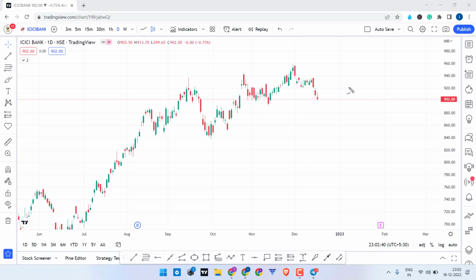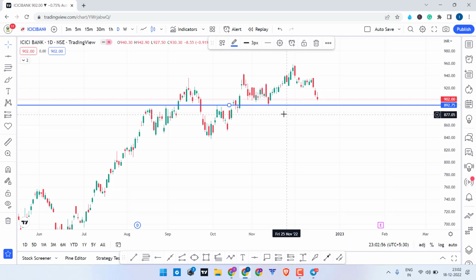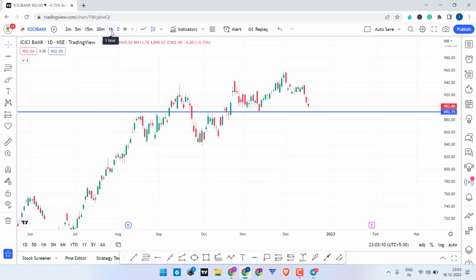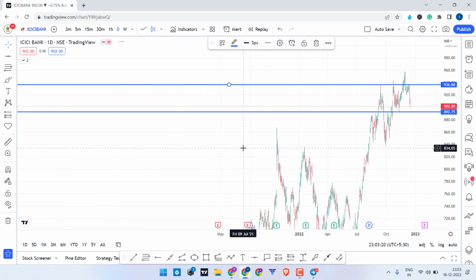So as of now, I will mark important levels in the daily time frame. For example, this particular swing is important for me, because if this particular swing breaches, then my uptrend structure will be converted into a downtrend. So this is my important level. Now let's switch to the 1 hour time frame. You can also mark important resistance as well if you want. So let me also take the important resistance.